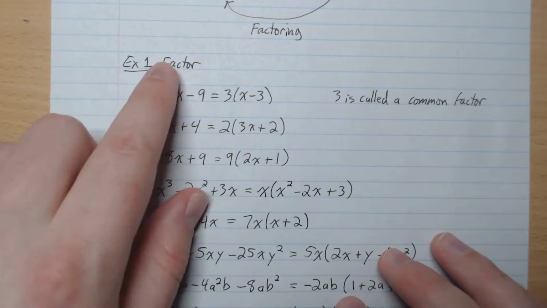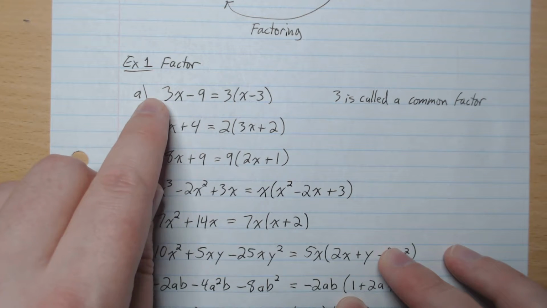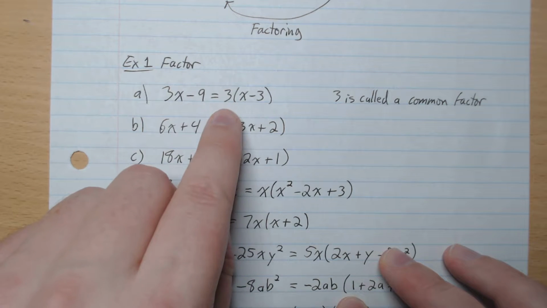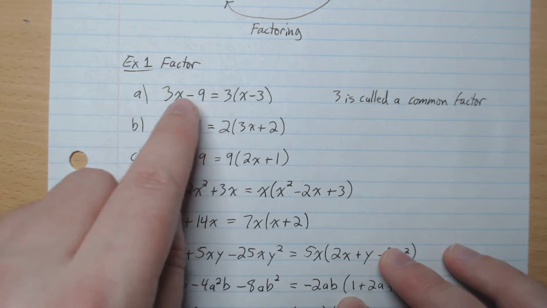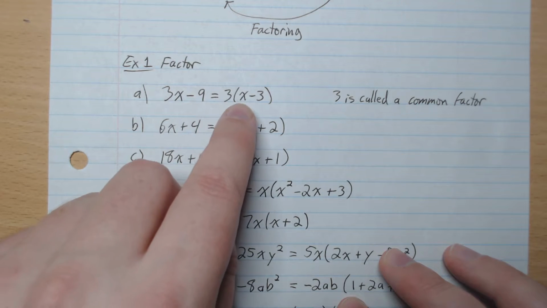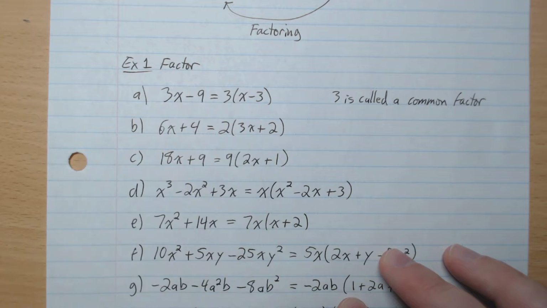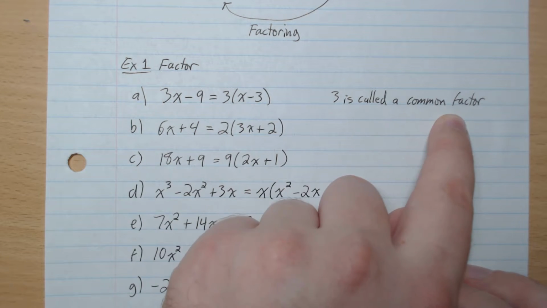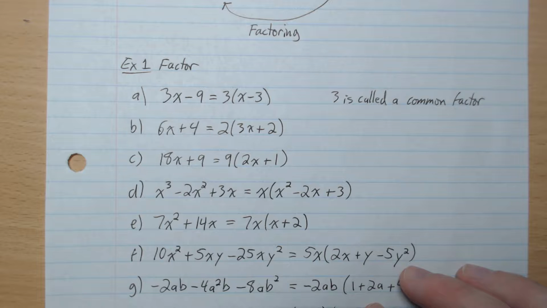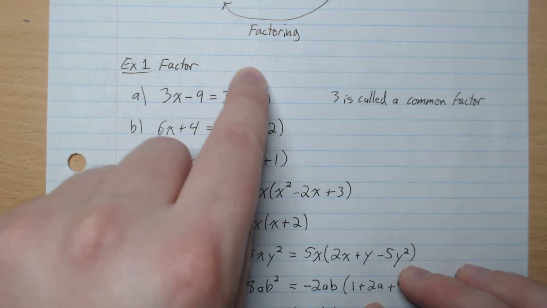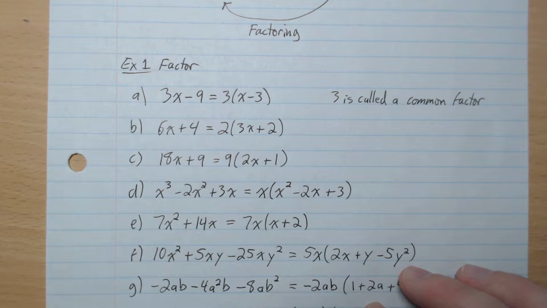So example number 1, factor. So we first look at the numbers, 3 and negative 9 actually, and we notice that 3 is in common. So we write down 3. We look at the letters, no letters in common. So now we write open bracket like that, and you say, okay, what's remaining? X is remaining. And then I look at the second term, what's remaining? Negative 3, like that. And so this 3 that we took out is called a common factor. And you can check your answer by distributing 3 times x, 3x, 3 times negative 3, negative 9, like that.